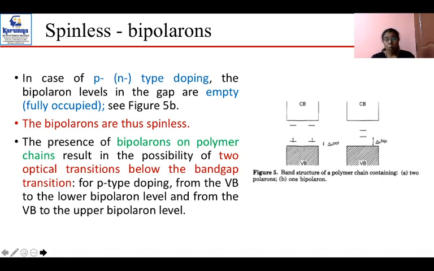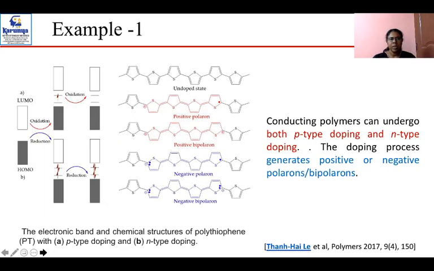Okay. What happens because of the presence of bipolarons on a polymer? You can see two transitions can happen. From the valence band, it can go to the lower bipolaron level, and then the next transition can be from the valence band to the upper bipolaron level. So this is an advantage. So here is an example.